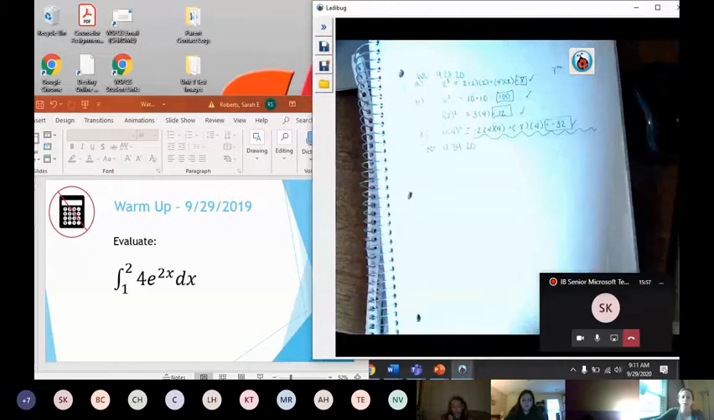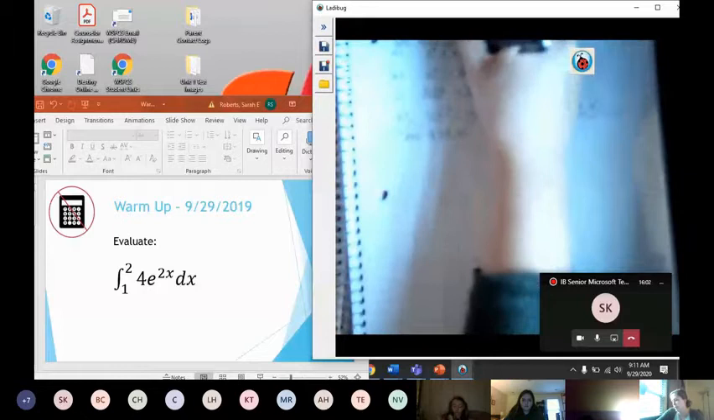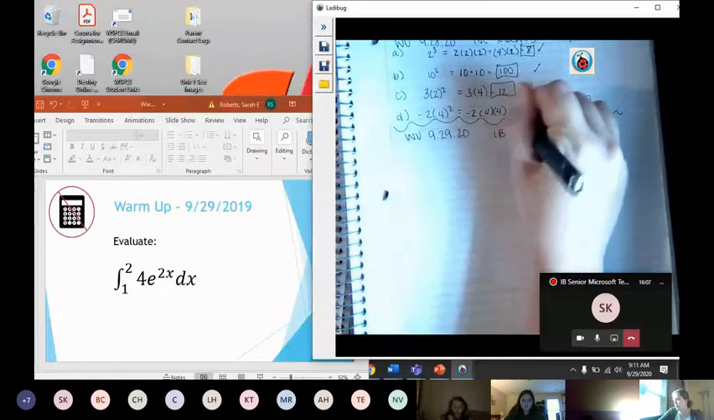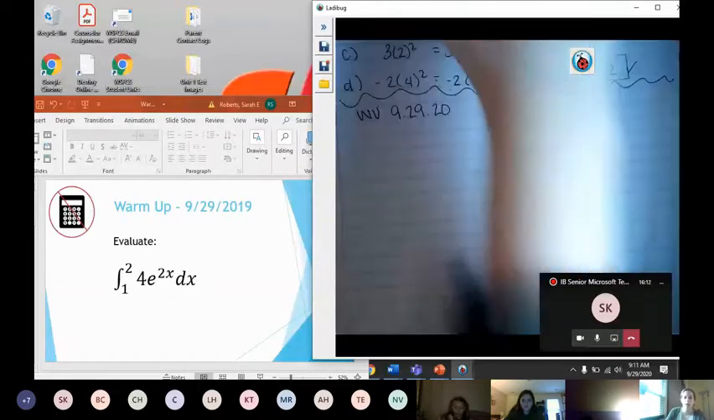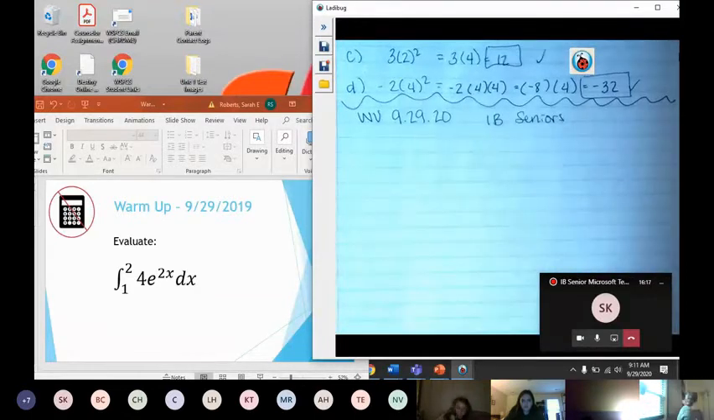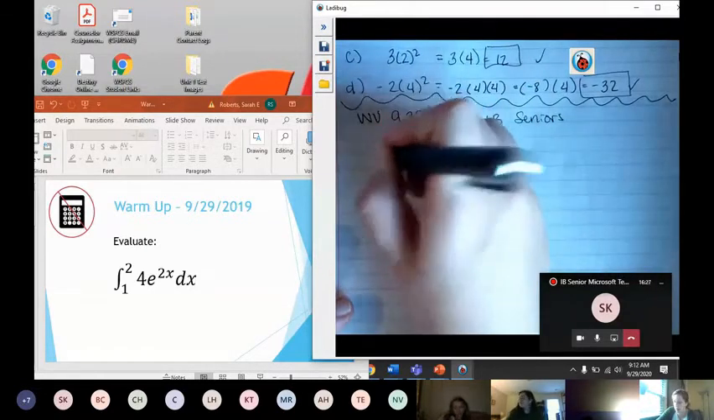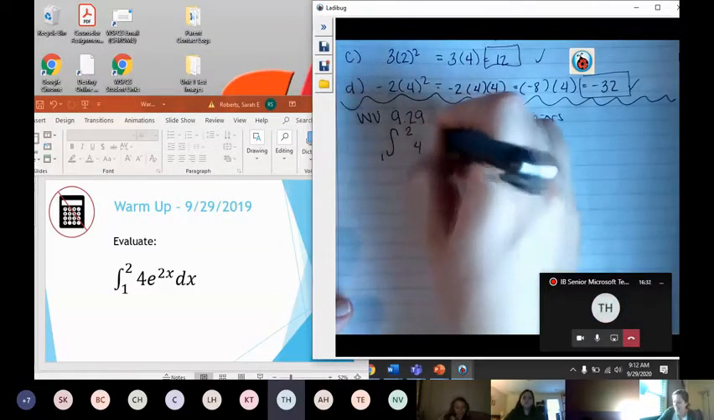Okay. So we're going to do warm up 3. And this is IB seniors. Okay. So, all right, we have to evaluate this definite integral with an exponential function in it. Ted, can you help me out? Hopefully. Okay, good. Let's see.